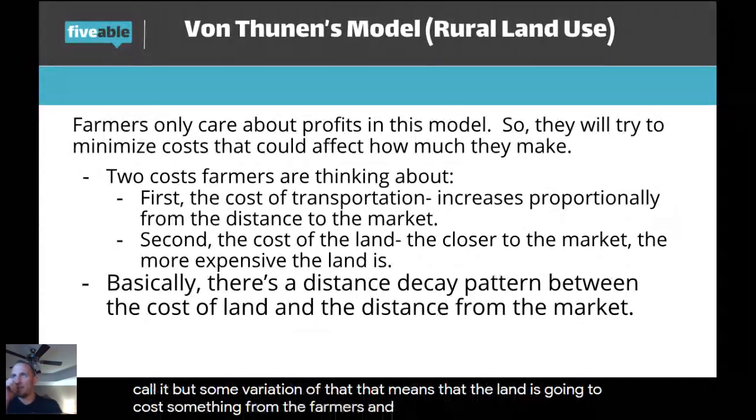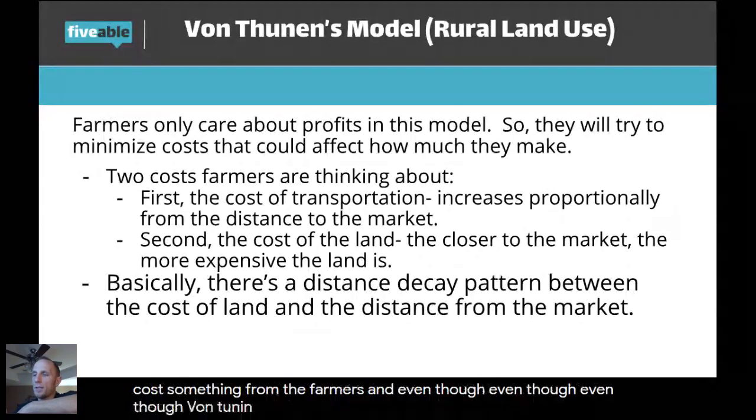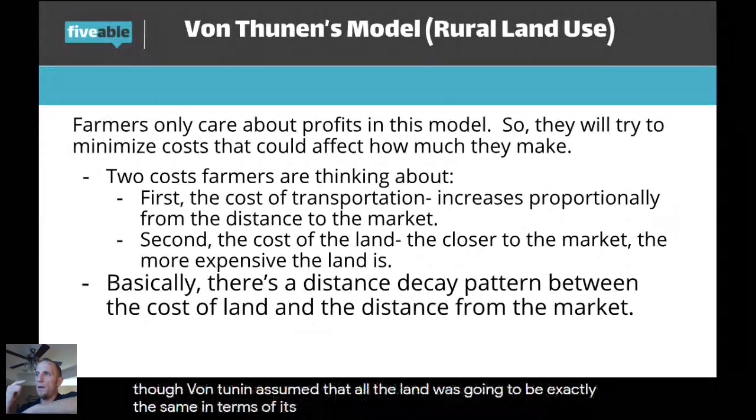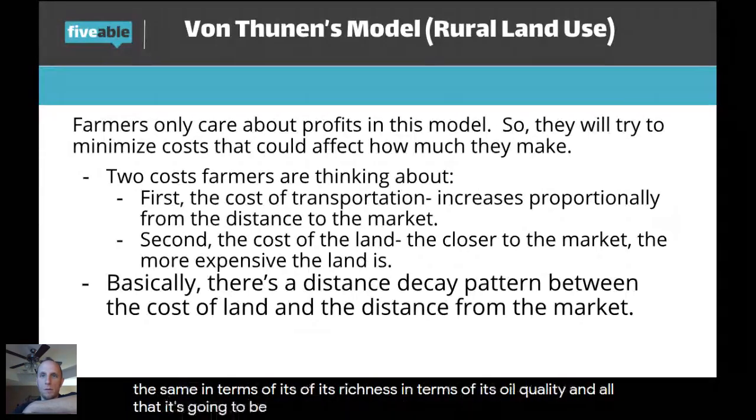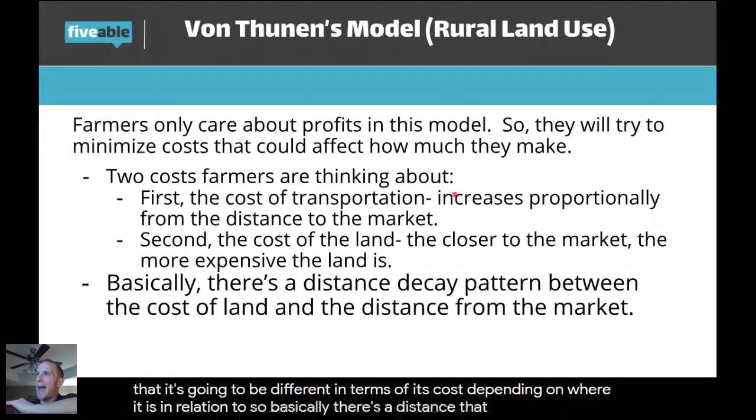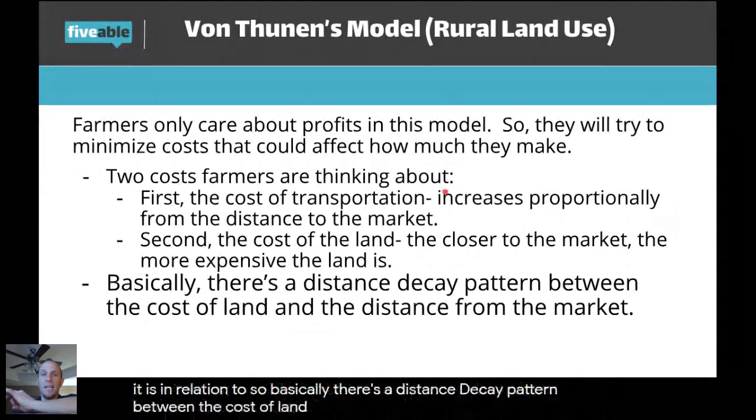And even though von Thunen assumed that all the land was going to be exactly the same in terms of its richness, in terms of its soil quality and all that, it's going to be different in terms of its cost, depending on where it is in relation to the market. So basically, there's a distance decay pattern between the cost of land and the distance from the market.